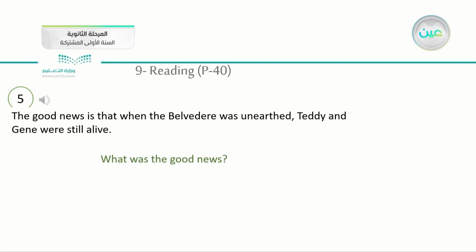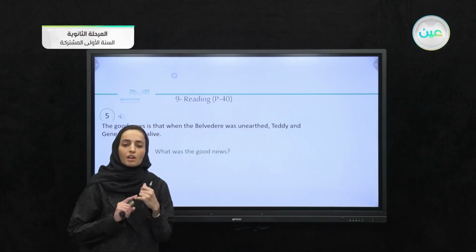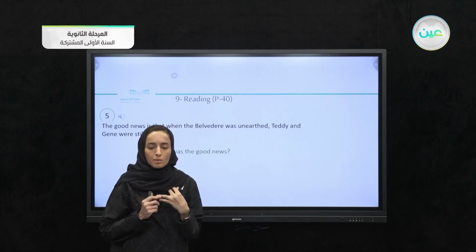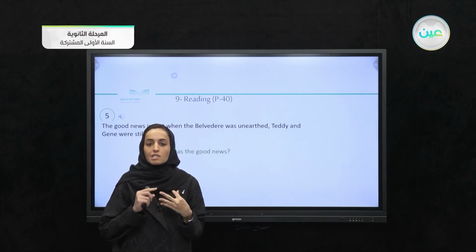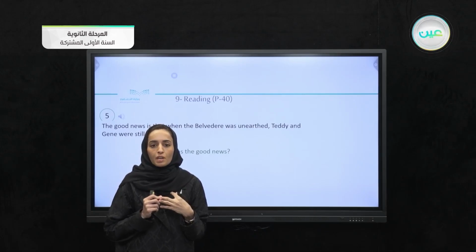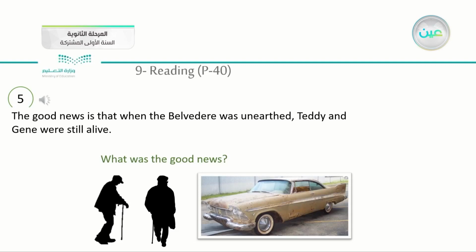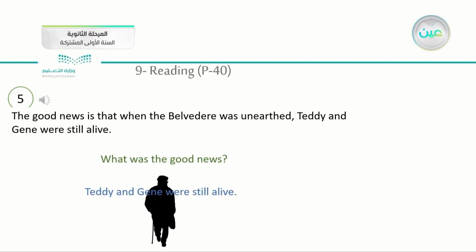So, what was the good news? The bad news is that the car was covered all in rust and the microfilm with the names of the contestants was lost. Some items were ruined. However, the good news is that in 2007 some people, Teddy and Jean, were still alive. They lived to see Miss Belvedere, the Plymouth Belvedere, when it was unearthed. Some of them were 90, others were in their 70s.